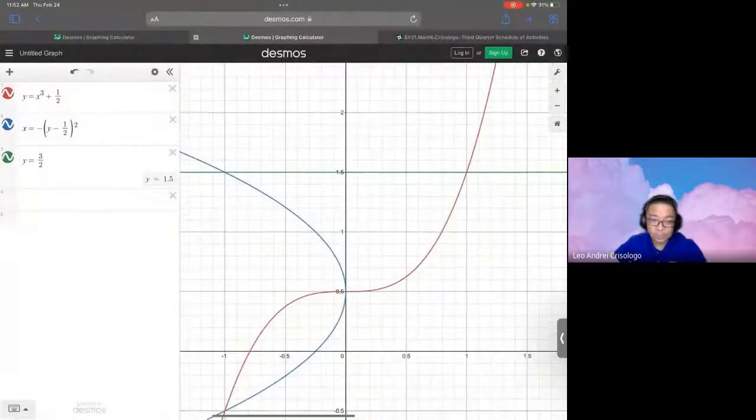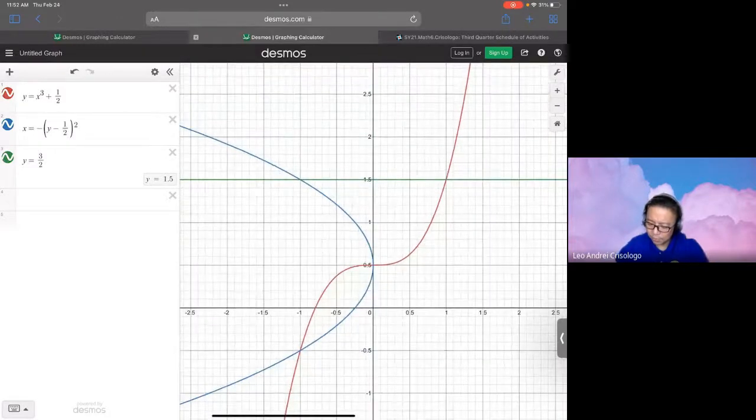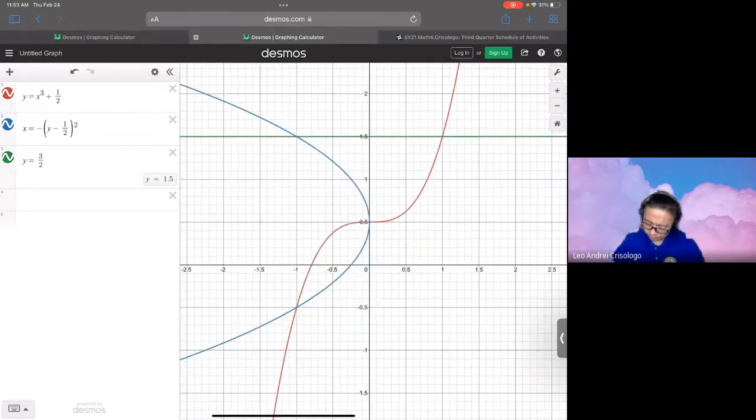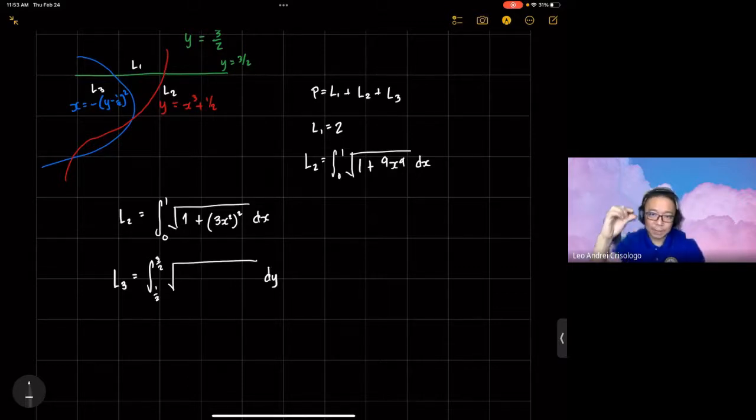Kung tayo sa blue naman titingin, yung y values, kasi along y yung ating integral, it goes from 0.5 to 1.5. So 1/2 papuntang 3/2. So our definite integral will go from 1/2 to 3/2. Note na y values to, no? So in our formula, we are integrating along y. So dy yung ating mga differential na regions.